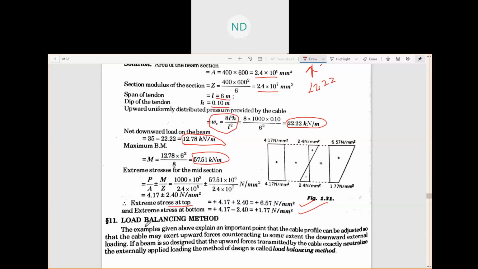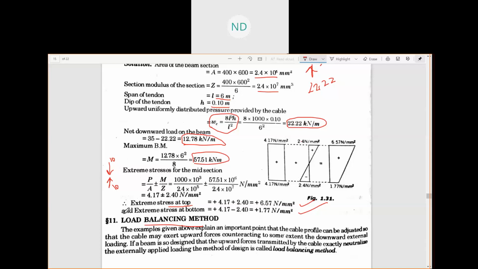If we try to discuss the load balancing method properly, sometimes what happens is we try to neutralize the loads completely. Suppose this is 10 kilonewton, and you want to completely neutralize this downward load. So you are going to give an upward thrust of 10 kilonewtons, such that the load which is coming on the beam is going to get over, because it is resisted by 10 kilonewton of the same value. The same load is given back, and so it gets neutralized.